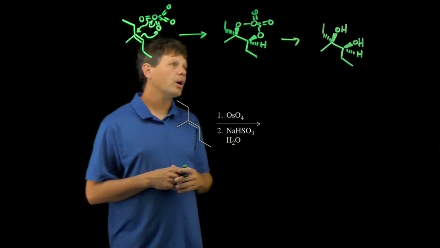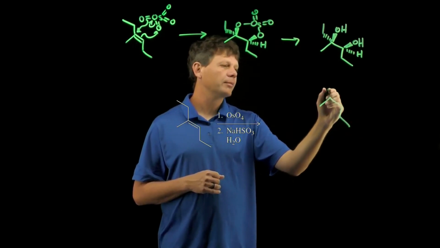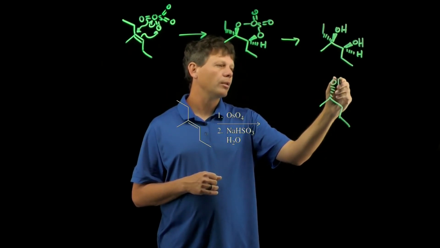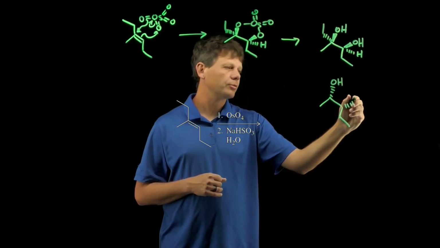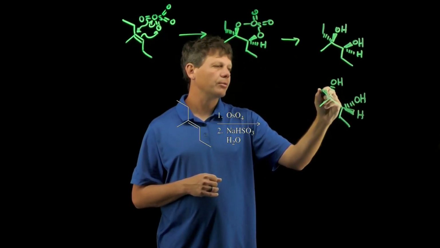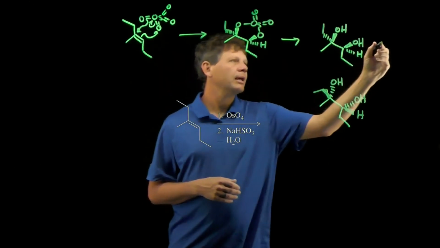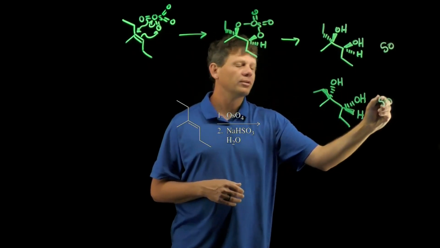But not just that product, we're also going to end up with the enantiomer of that product, and so we can show the other one where both hydroxyl groups are down, the hydrogen is up, and the ethyl group is up. So both of these would be present in a 50-50 racemic mixture.